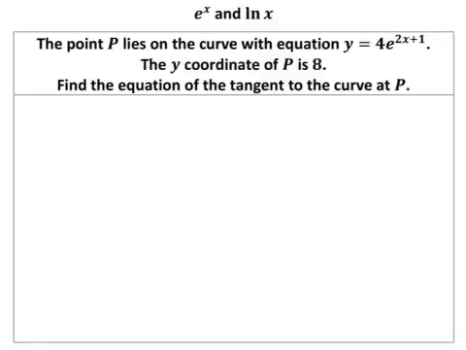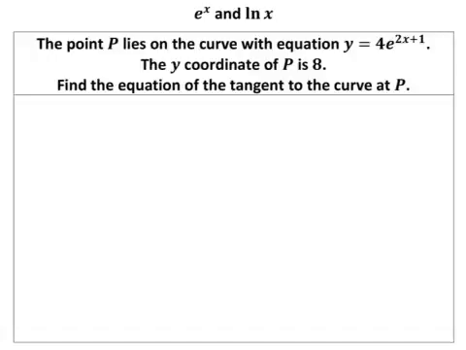Okay, now we're looking at e to the x and ln x. You know they are both inverses of each other. Okay, so e to the x and ln x are inverses. So if we're finding the equation of a tangent to the curve at P, where the y-coordinate is 8, we've got to find the x-coordinate.